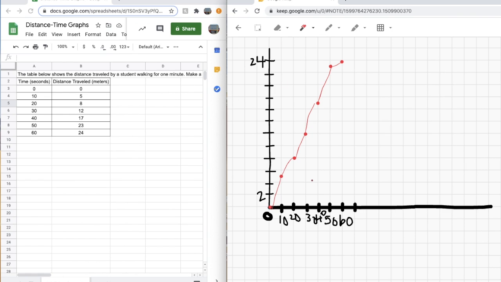Okay, so here's by hand, and then we would have to, of course, label. So we want to put time, and then this is going to say distance. Oh man, this is going to be terrible. Dist.